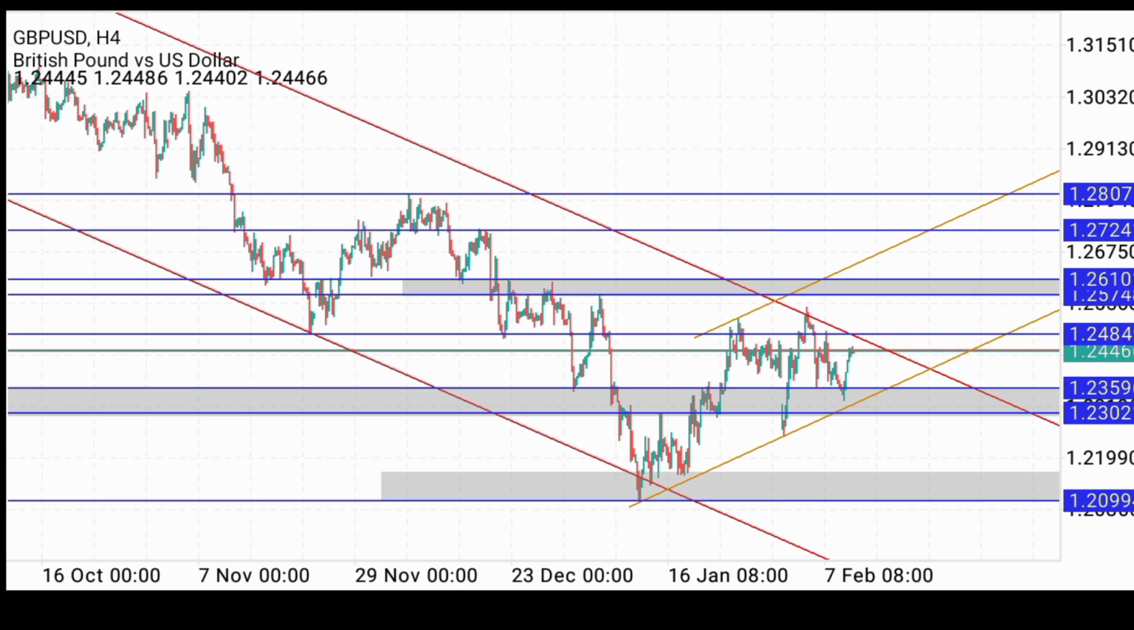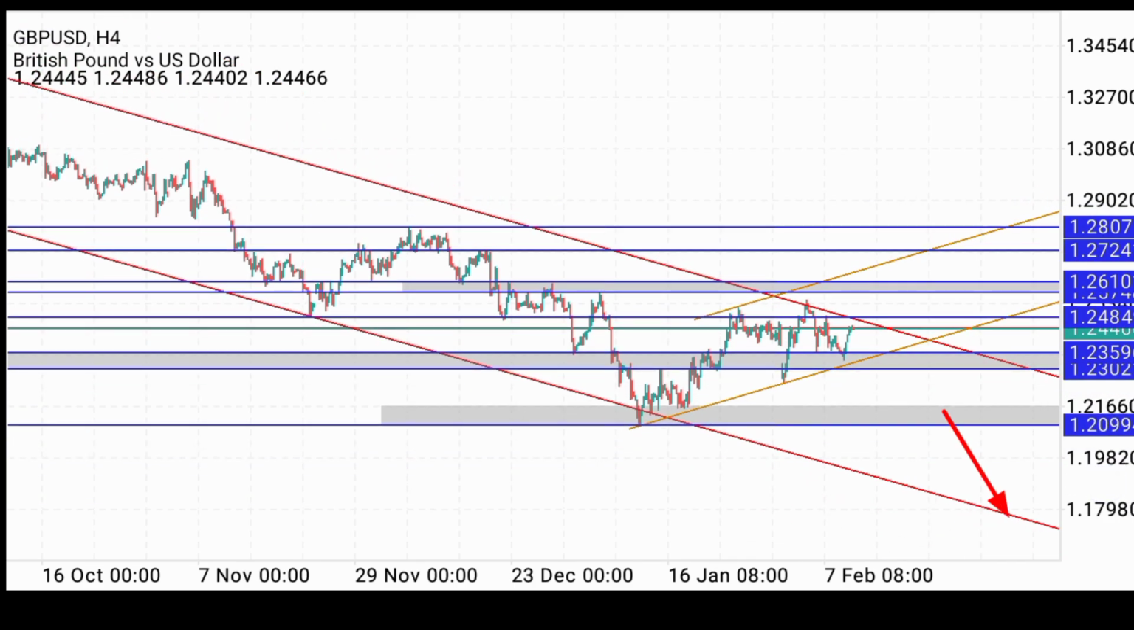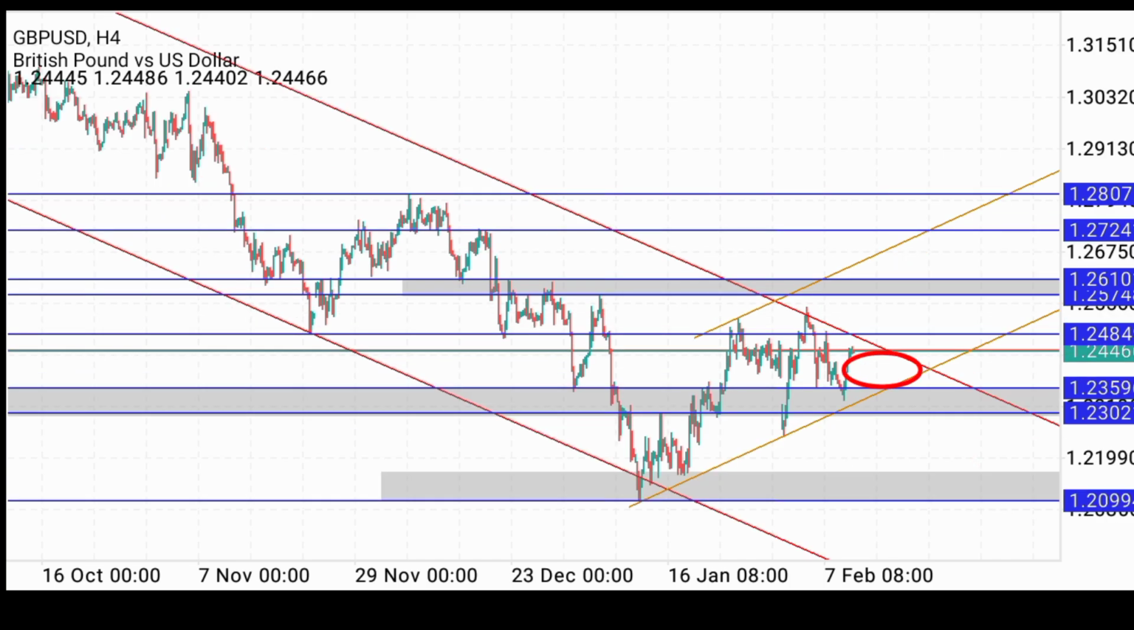However, if the bears are able to take the price to break below the bottom of this ascending channel, then we should see price target these levels down here. That is 1.2100 and then possibly the bottom of this very channel, which will be around 1.1800 or that area. So watch this zone. This will be a deciding factor for GBPUSD in the coming days.